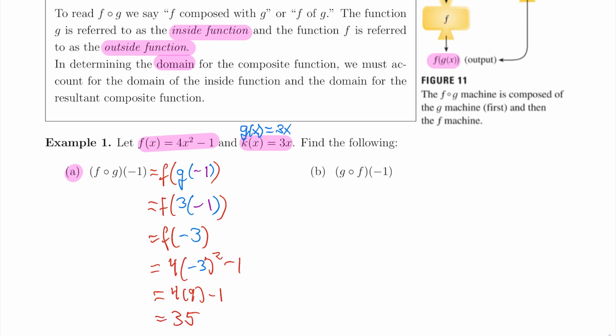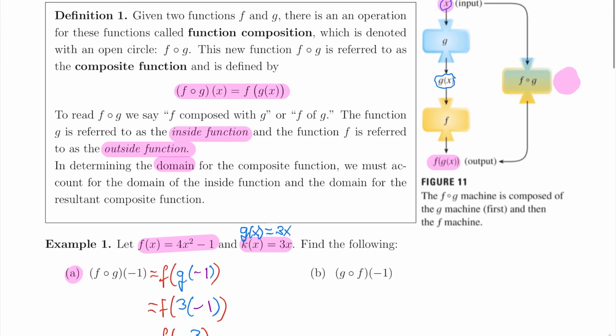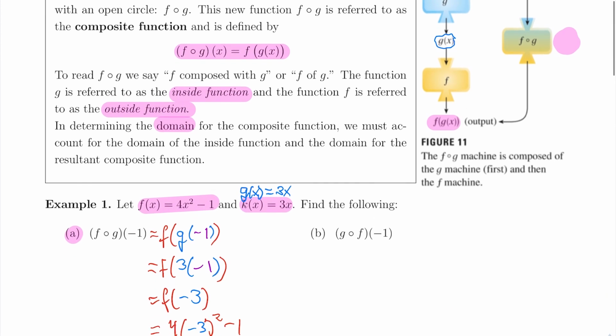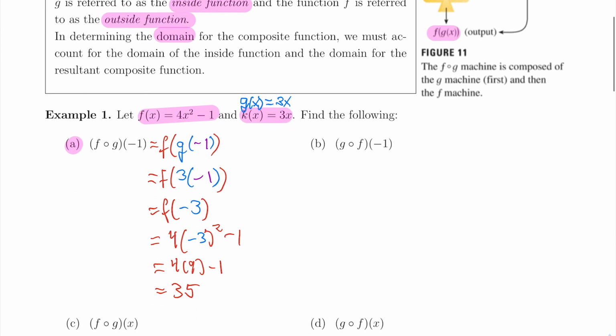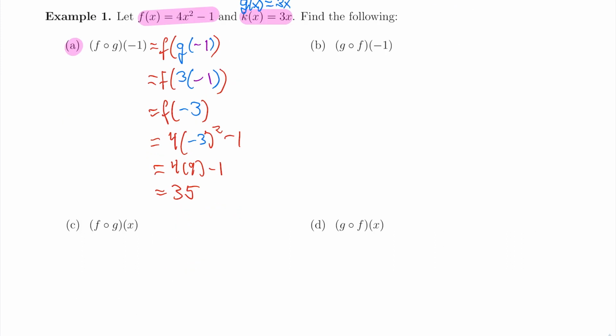So when we go back to the picture, the x that we originally inputted was -1, then the output of our g of x became -3, and then that gets inputted into f, and that becomes the final output of 35. Now, as we said already multiple times, g came before f.